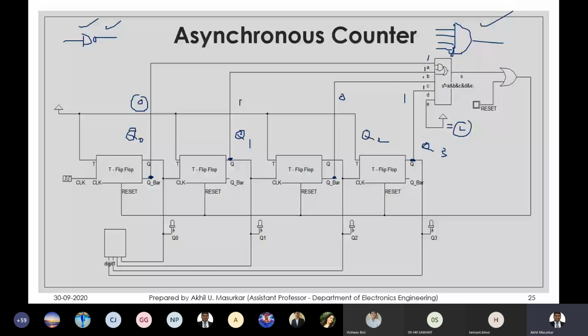If you are drawing it in DSCH, then you have to make this A and B and C and D, because by default in DSCH it will be A or B or C or D or E. It will be an OR logic. So you have to double click on it and make it AND. So I am showing you the simulation now.